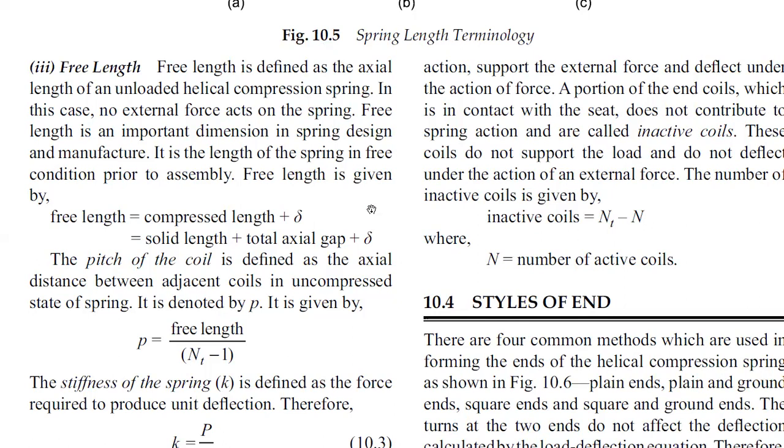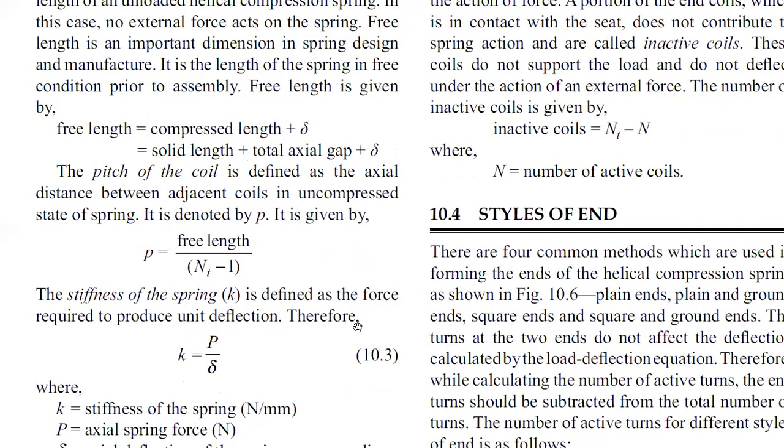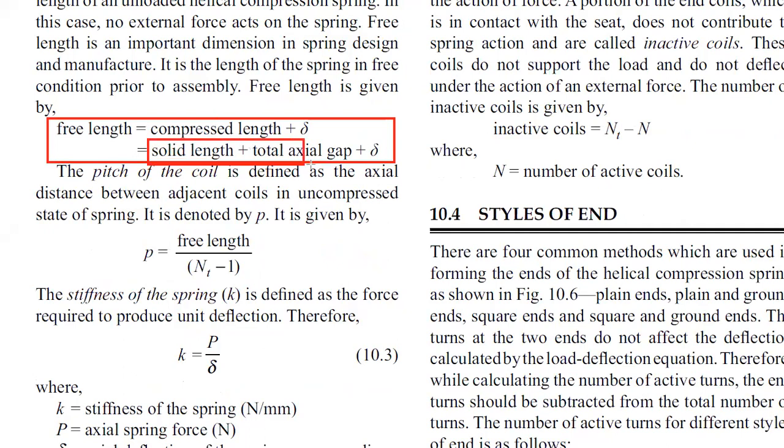So free length generally has the equation of compressed length plus delta, where compressed length is nothing but the solid length plus total axial gap, plus delta, and in this equation you will get the value of free length.